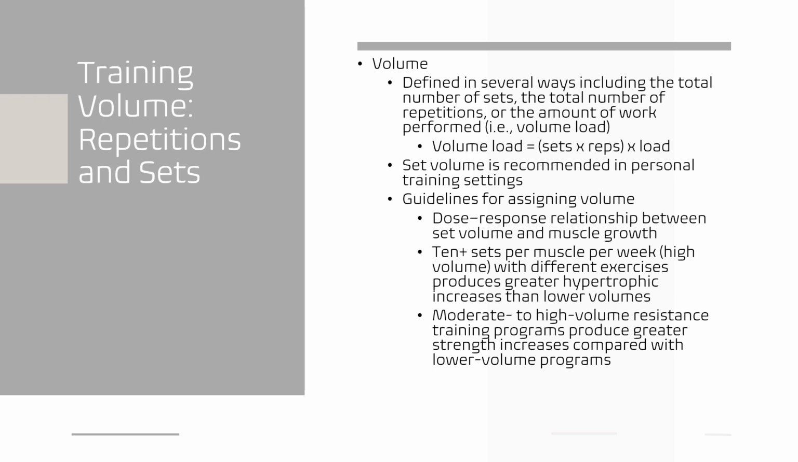Assigning volume in a training program involves determining an appropriate number of sets and reps for each exercise, and adjusting the number of reps and sets, allowing them to manipulate training volume according to their specific goals. There is a dose-response relationship between set volume and muscle growth. Moderate to high volume resistance training programs are going to produce greater strength increases compared with lower volume programs.